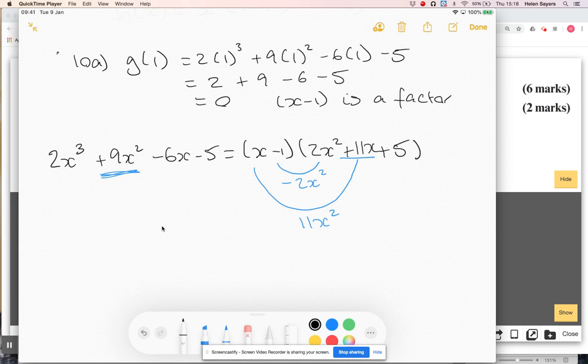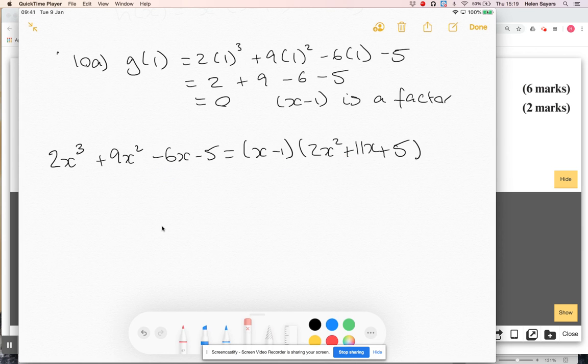So that would have to be plus 11x. Okay, and then I can check using the x term. If I think about where the x term would come from, that's going to come from -1 times 11x, which is -11x, and from x times 5, and together they would give me the -6x. That's just a way of checking that I have got that middle term correct. Okay, so that I think is the quickest way to do it.